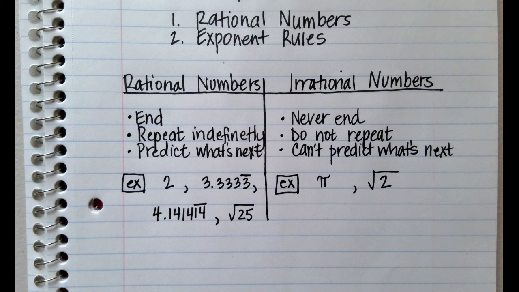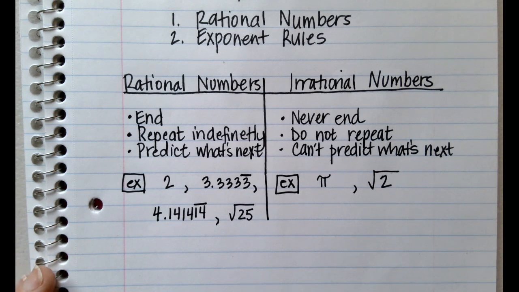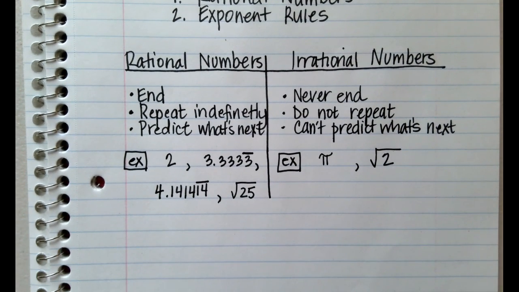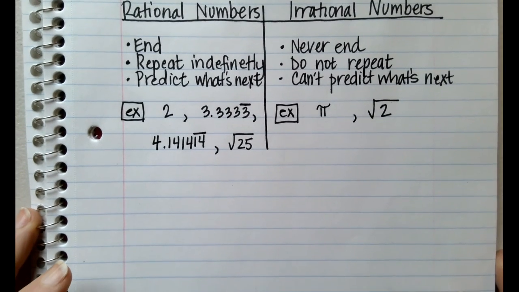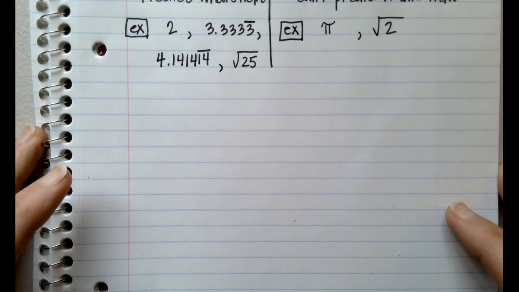is being able to identify rational numbers. So if I were to give you a list of numbers, could you tell me, does it end, or if it doesn't end, if it repeats, does it repeat indefinitely that same number or set of numbers over and over and over again? Okay, so that's step 1, rational numbers, being able to pick a rational number out of a set of numbers. Skill set number 2 is using those exponent rules.